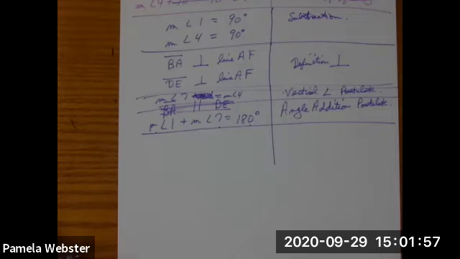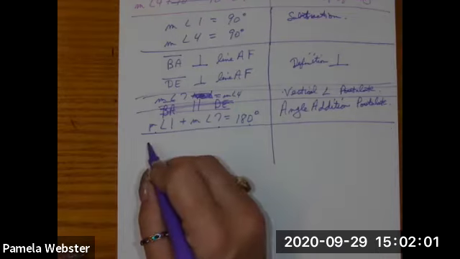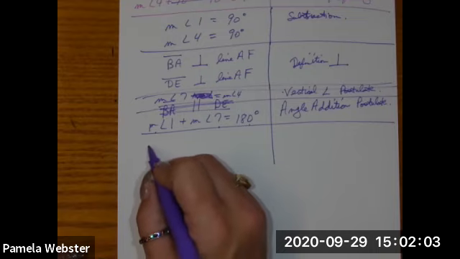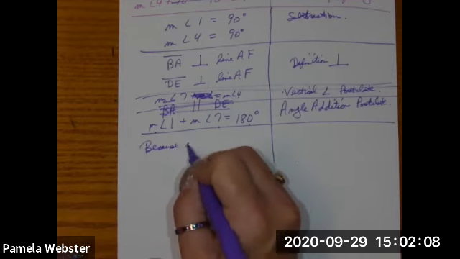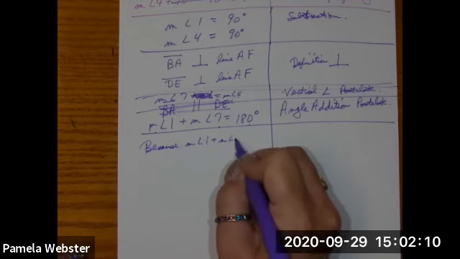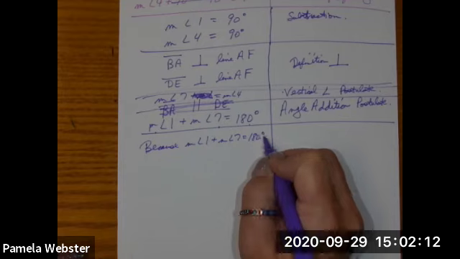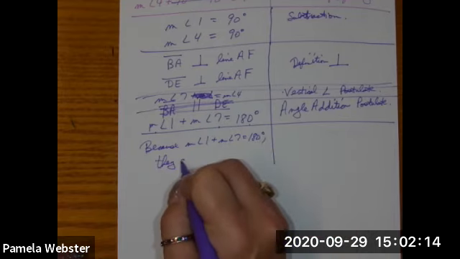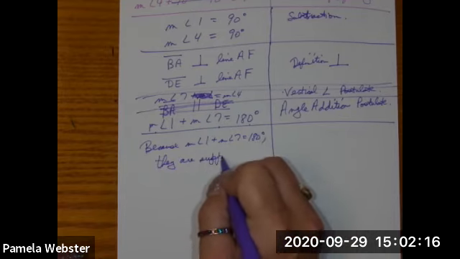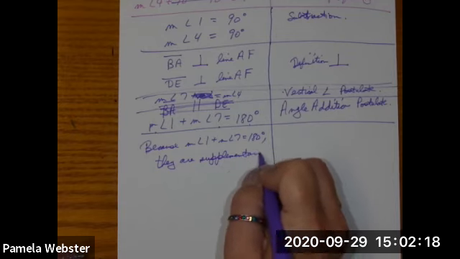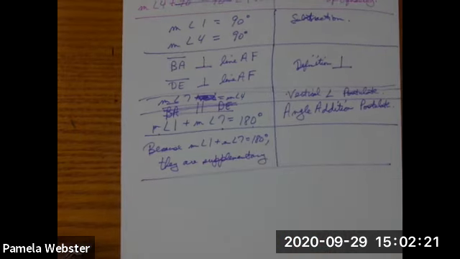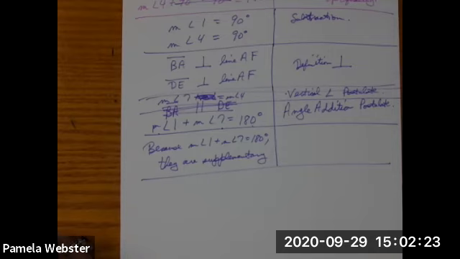And now we can say, okay, so we have, because measure of angle one plus measure of angle seven equals 180. They are supplementary. Okay, how do I know that? The definition.